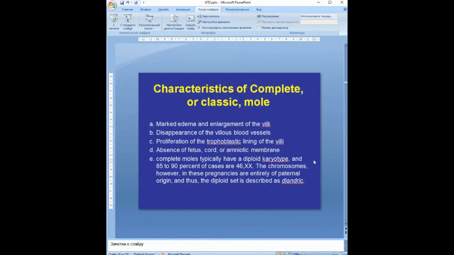Characteristics of complete or classic mole. Present are: marked edema and enlargement of the villi, disappearance of the villous blood vessels, proliferation of the trophoblastic lining of the villi, and absence of fetus, cord, or amniotic membrane.